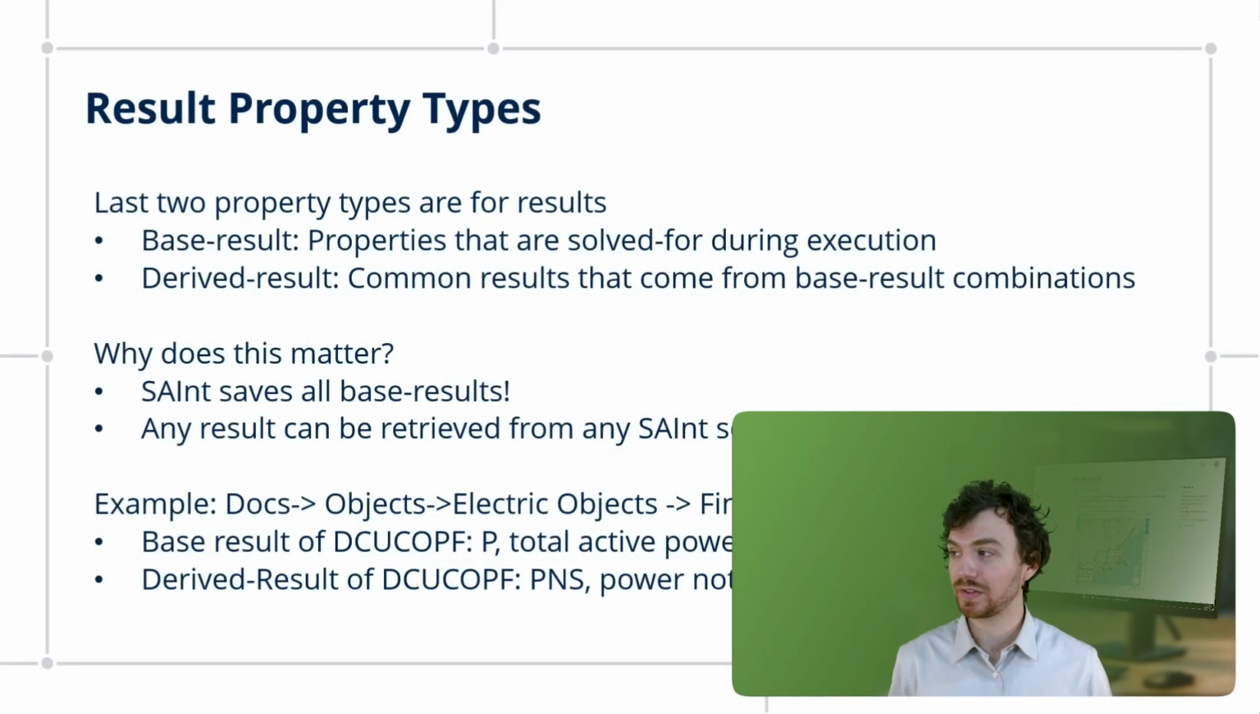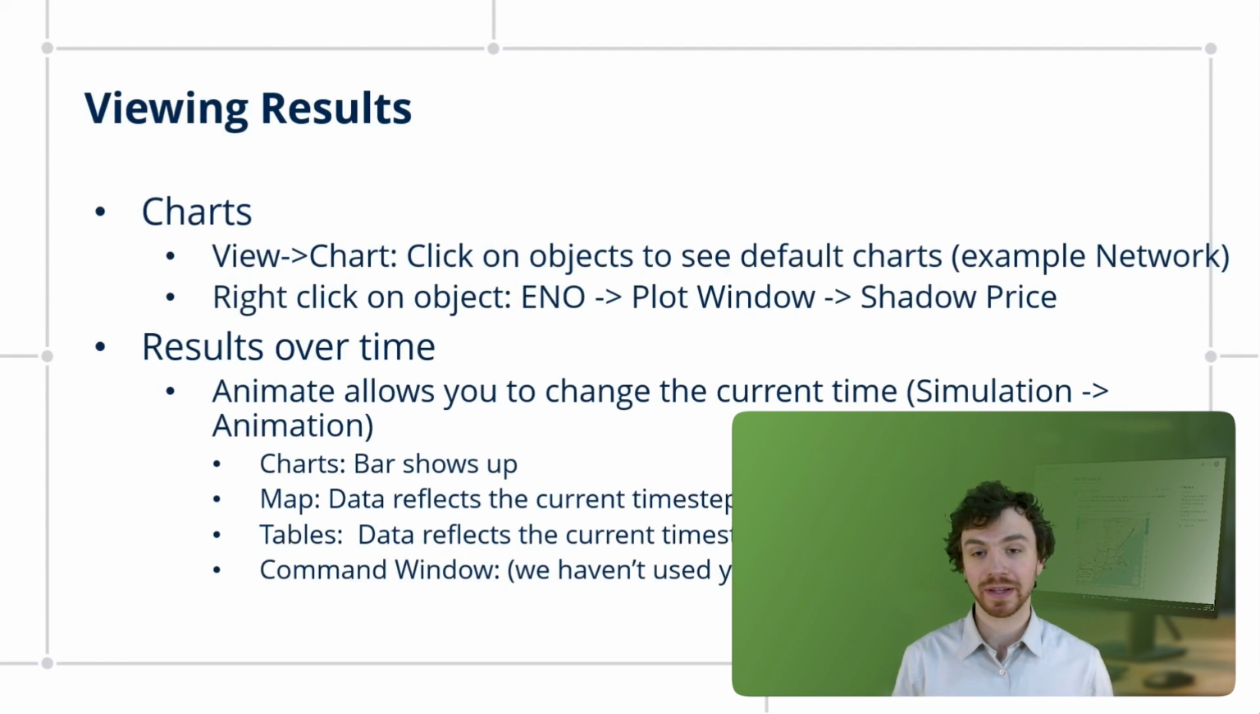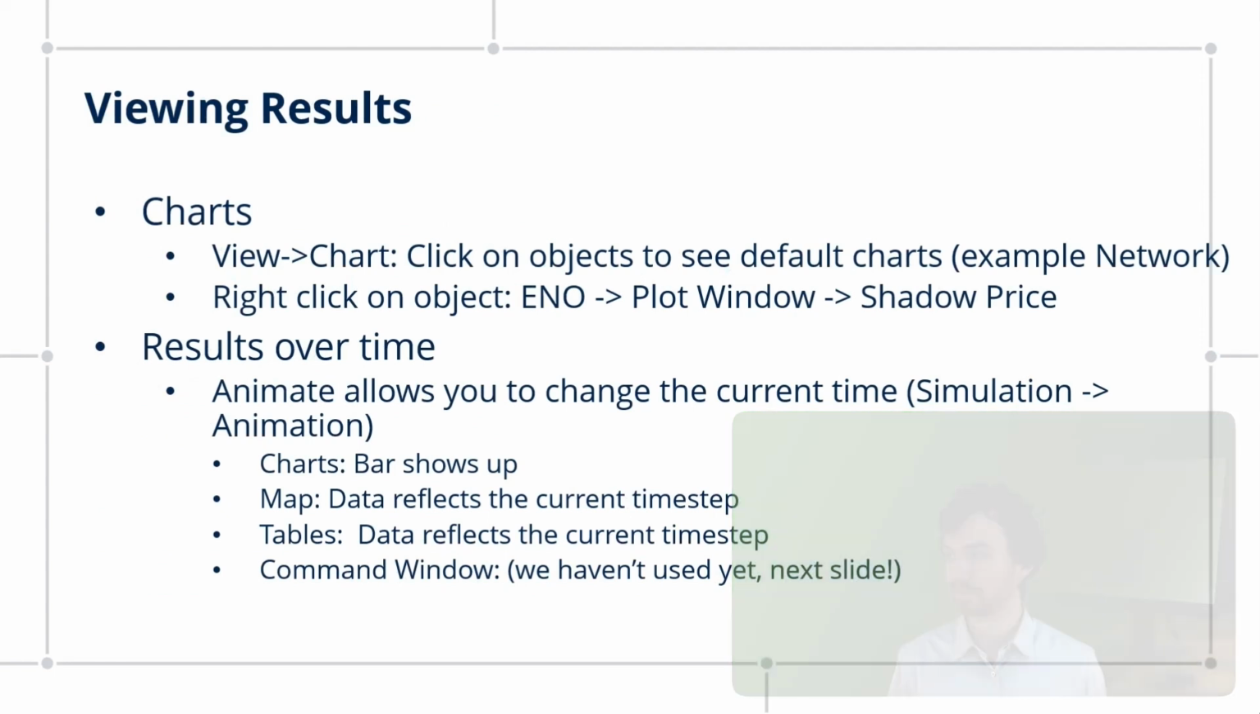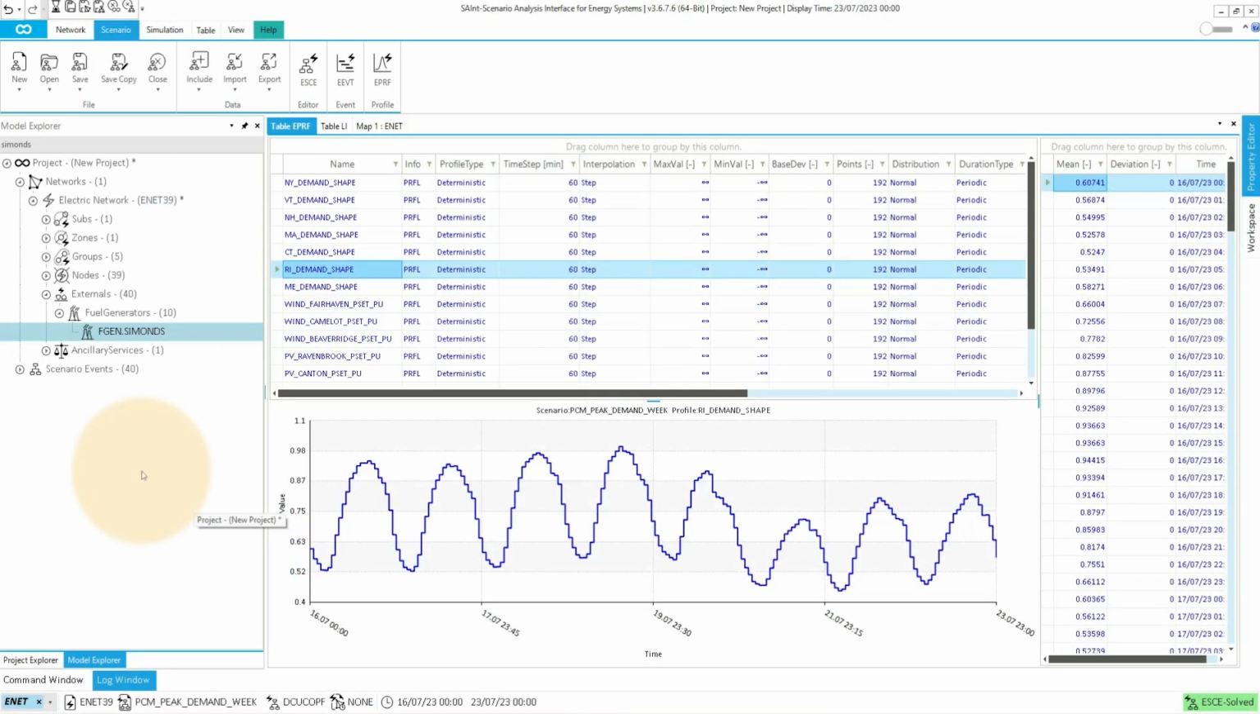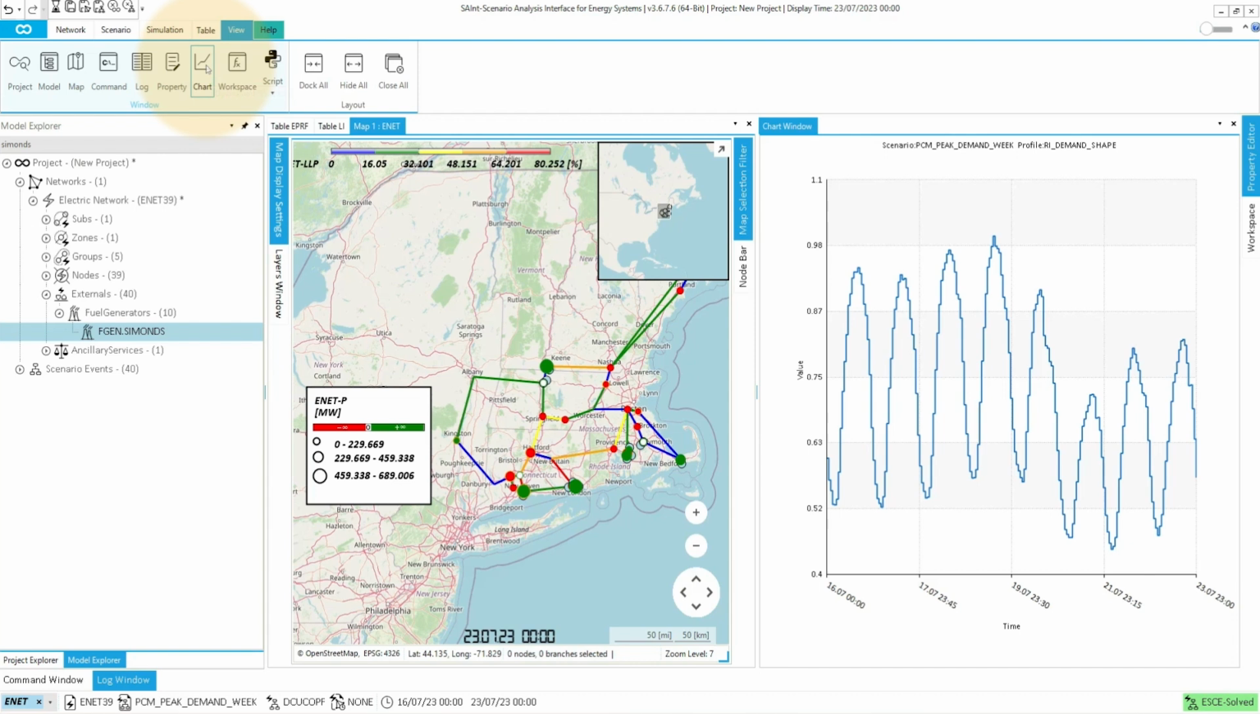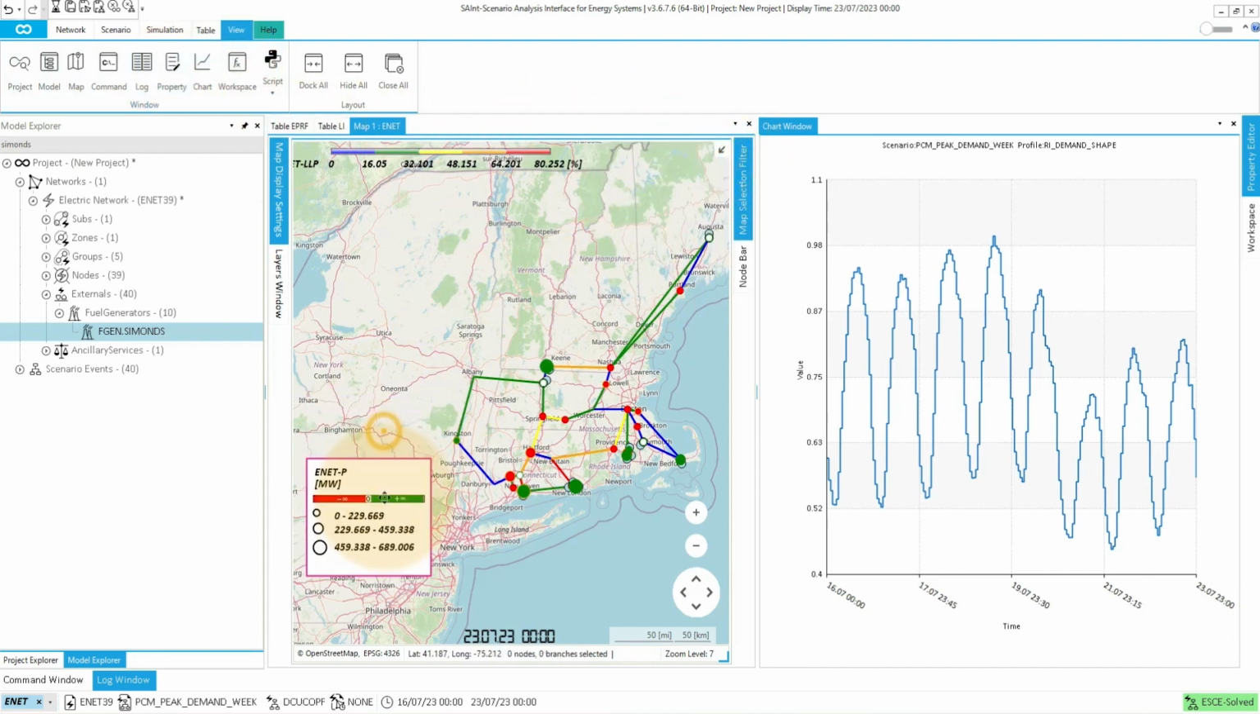Now that we understand the mindset of Saint results, let's cover some of the mechanics of viewing them. A very common way to look at results is with charts. With the GUI open in the same place that we left it in the last video, let's open a chart. We can do that by going to View and Chart. I'm also going to minimize this mini-map just to get a better view.